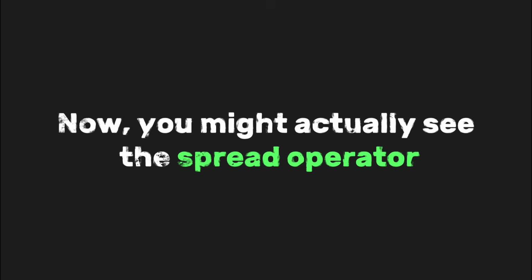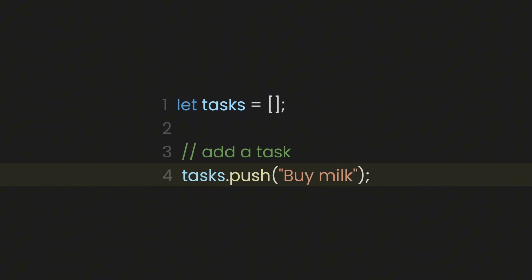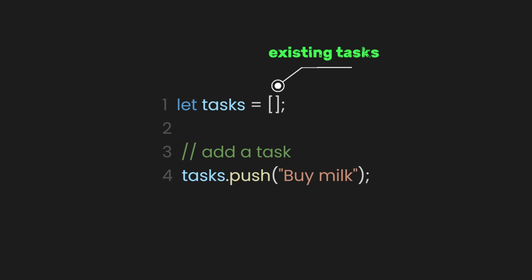Now, you might actually see the spread operator in action the very first time you build something like a to-do list app. Here's why. Imagine you have an array called tasks that stores all your to-do items. At the start, it's empty. Now, when the user adds a new task, say buy milk, you don't want to replace the old list. You want to keep all the existing tasks and just add this one to the end. You could do it like this.